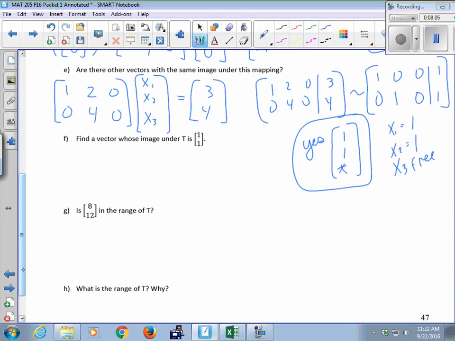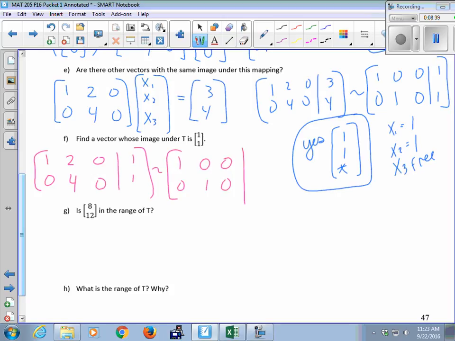All right, what if I want to find a vector whose image is 1, 1 rather than 3, 4? What do I do? We're going to do the exact same thing. Instead of 3, 4, I'm going to put a 1, 1, see if I can find an x1, x2, x3 that gives me 1, 1 as an output. So I have 1, 0, 2, 4, 0, 0, 1, 1 this time. That row reduces to 1, 0, 0, 1, 0, 0, and the augment is 1/2, 1/4.